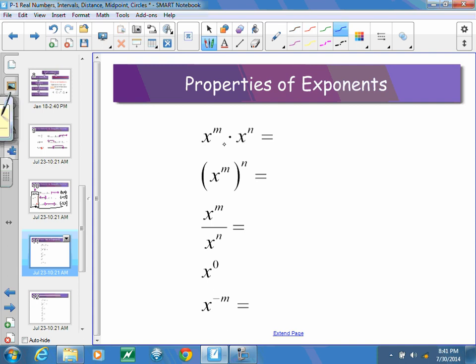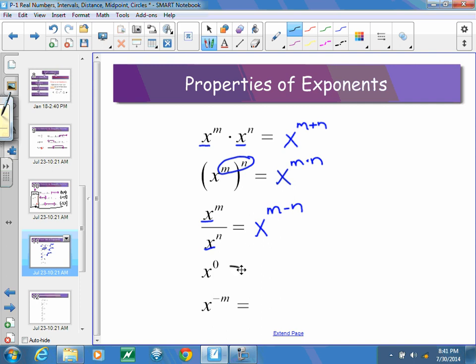Remember that when you are multiplying two powers together that have the same base, we add the exponents. So this is x to the power of m plus n. If I'm taking a power to a power, I am going to multiply these two together. So that's x to the power of m times n. If I'm dividing two powers with the same base, I can subtract the exponents. So this is x to the power of m minus n.